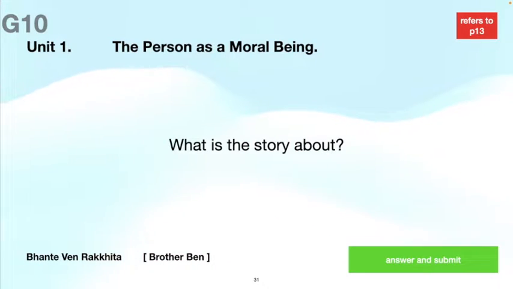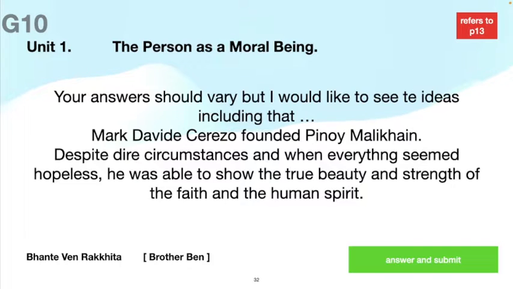So, well, what is the story about? Please answer and submit. Well, your answers should vary, but I would like to see the ideas, including that Mark David Cerezo founded Pinoy Malacayan despite dire circumstances, and when everything seemed hopeless, he was able to show the true beauty and strength of the faith and the human spirit.